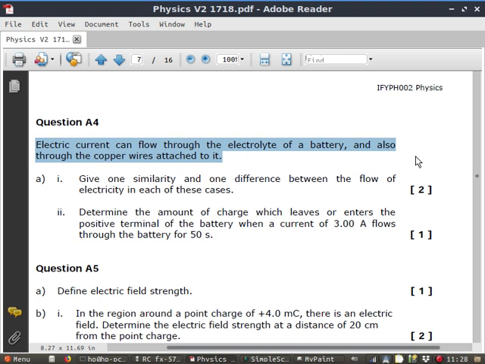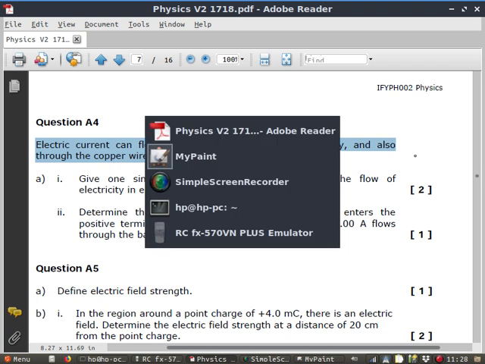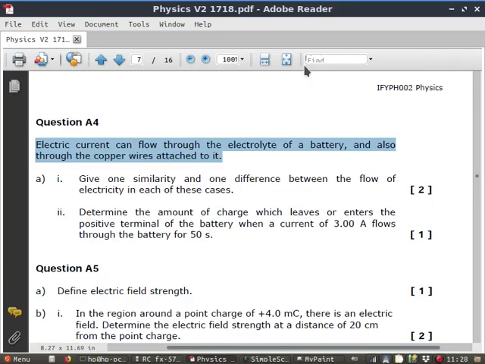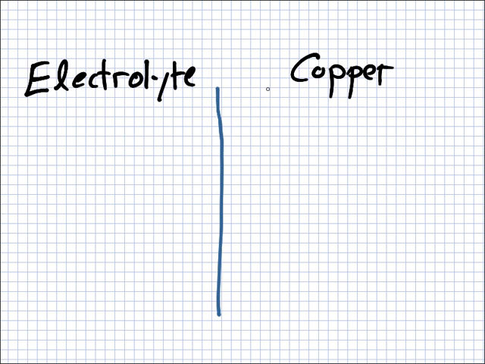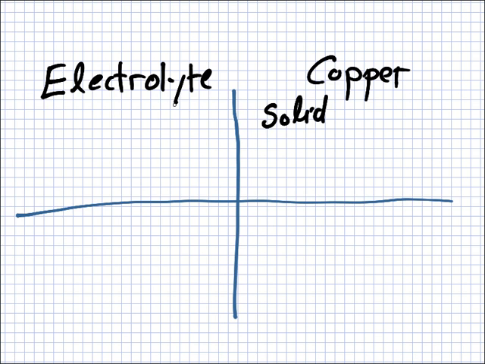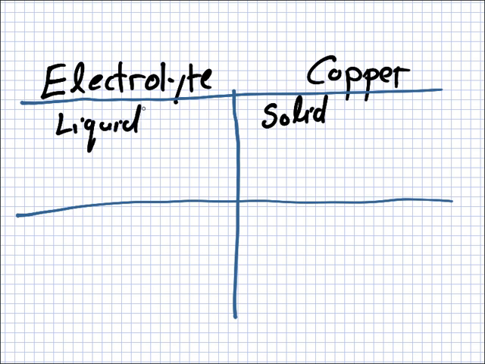Okay, let's have a look at this one now. Did any of you get the first one? What is the similarity and a difference between an electrolyte and a copper wire? So, we can make a table. Here is an electrolyte, and here we have copper. So the first difference, let's do difference first. Copper is usually a solid, and an electrolyte is usually a liquid. That's one difference.